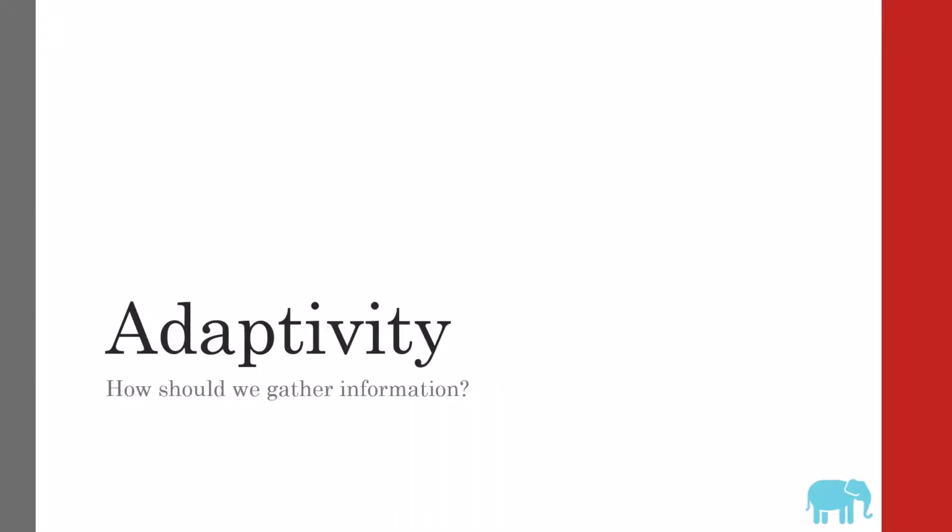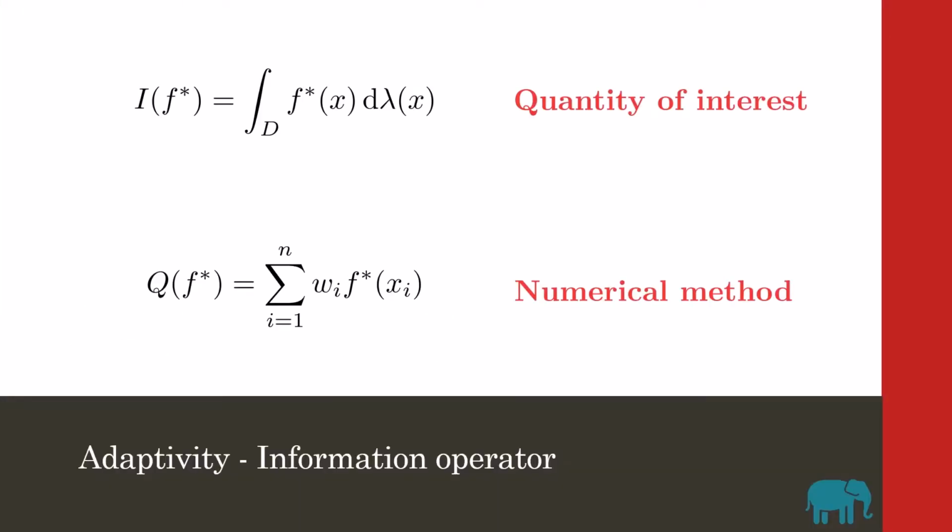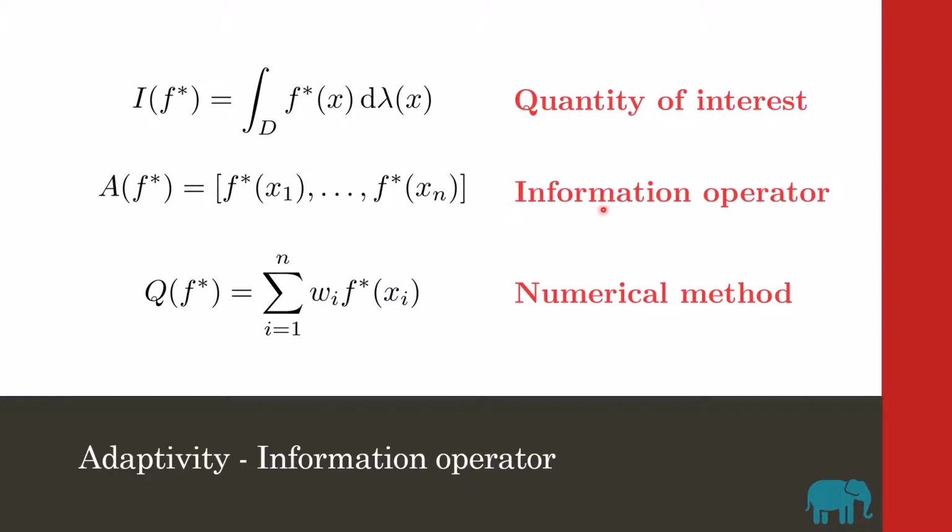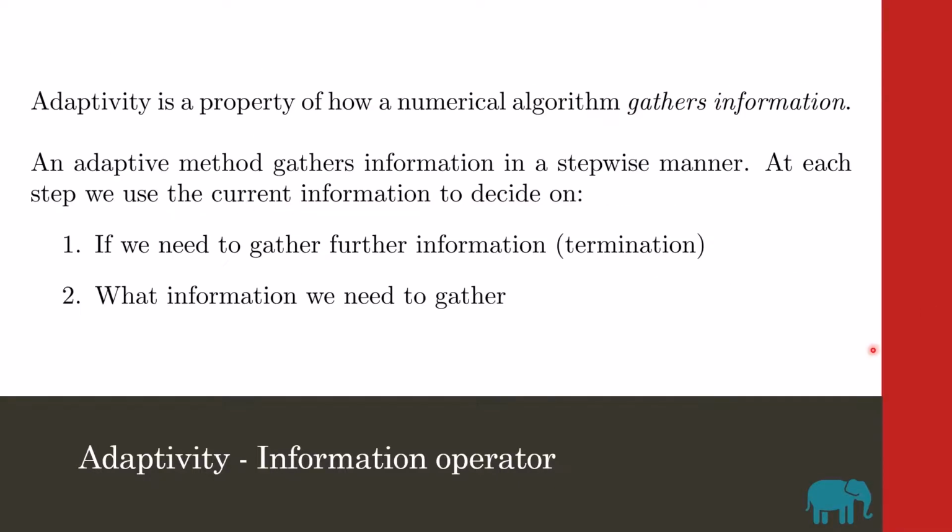So let's now move on to adaptivity. So again, we have the cubature problem, where you have the quantity of interest, the integrand, and the numerical method, the cubature rule. But really you have another bit of information. The other thing you have is called the information operator. The motivation for this is that the cubature rule actually only uses the integrand evaluations x1 up to xn, and so the information operator is the operator that takes in your function of interest, the f star, and returns the information you use in the numerical method. So for this case, because it's cubature, we only use integrand evaluations. All adaptivity is a property of the information operator.